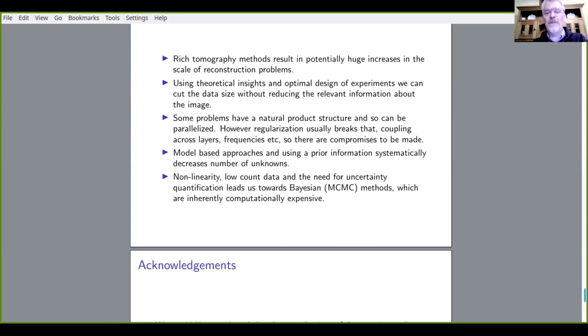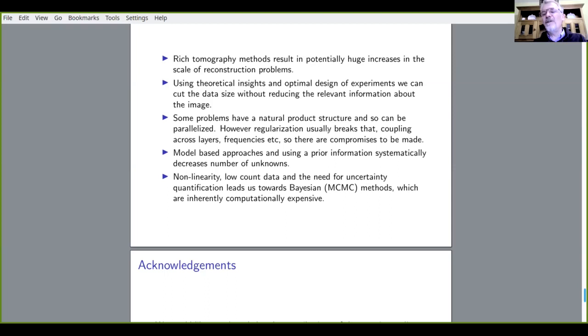Model-based approaches to a priori information systematically decrease the number of unknowns. For example, assuming a spherical harmonic expansion seems a perfectly reasonable thing to do for SAXS tomography. But it's a question of finding a model-based approach that includes the information that you want, and where the a priori information is more or less true.